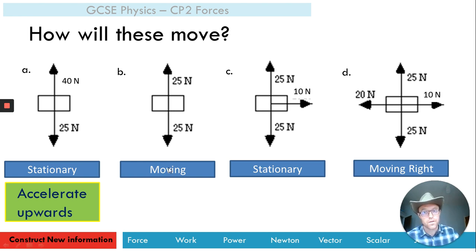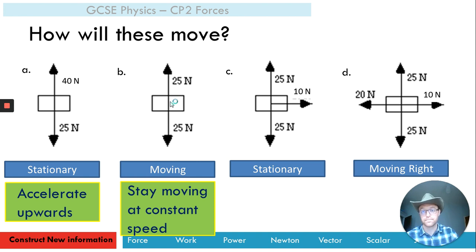In B, the object is already moving at a constant speed, we can assume. It has 25 newtons acting down and 25 newtons of force acting up. These forces are balanced. They are equal in size and opposite in direction. The forces are balanced, which means the resultant force will be 0, if we add them up, which means the object will continue moving at a constant velocity. It'll just keep on doing what it's doing. I should say velocity, not speed. I apologize.